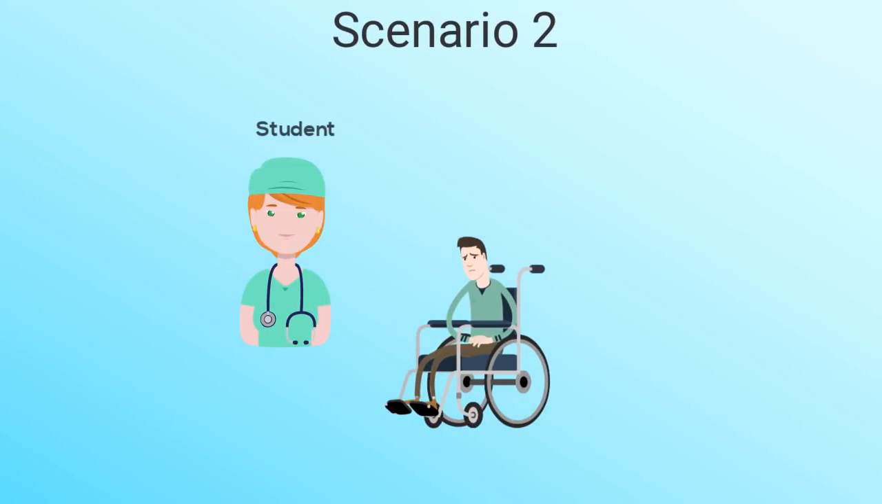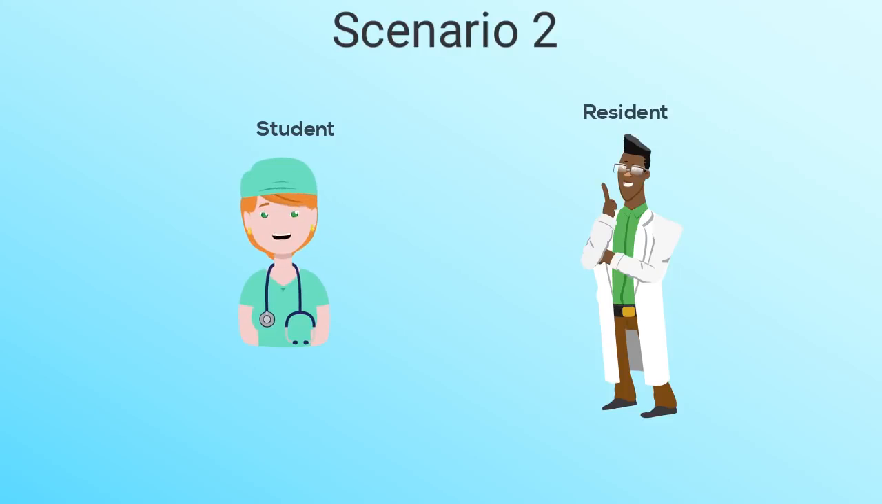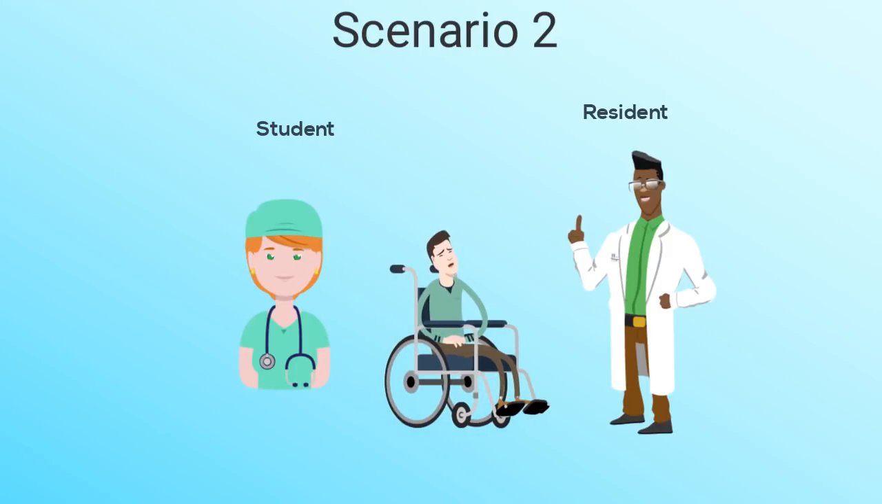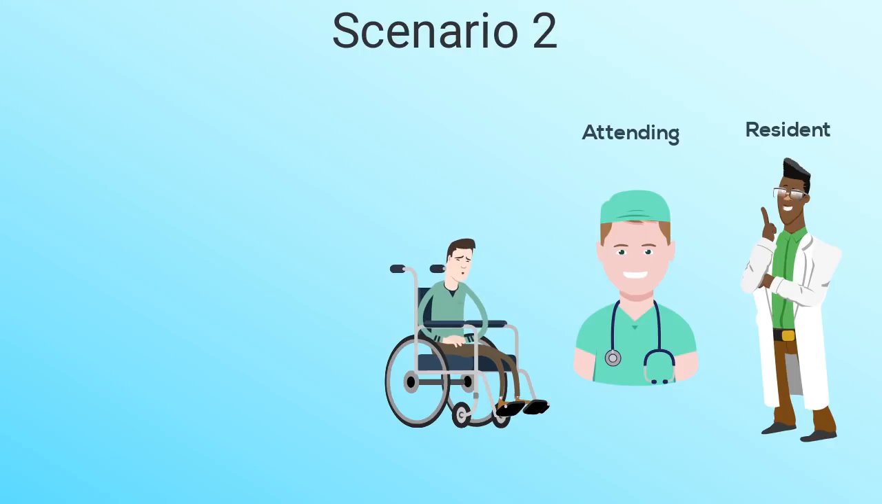Scenario 2. A student sees a patient alone and presents to the resident. The resident goes back with the student, and the resident verifies the history and exam. The student presents the patient to the attending. The resident goes with the attending to evaluate the patient. Does this meet the physical presence requirement?